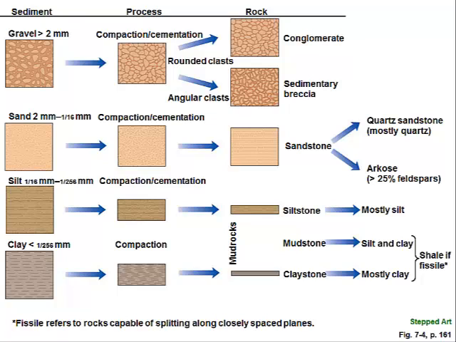And this slide shows you the process by which we get different compaction and cementation going on. So gravel, here we have gravel that is 2 millimeters in size, which is going to be a little bit bigger than the sand that you have here, which is bigger than the silt, etc. And then the clay, which is very small, fine material.